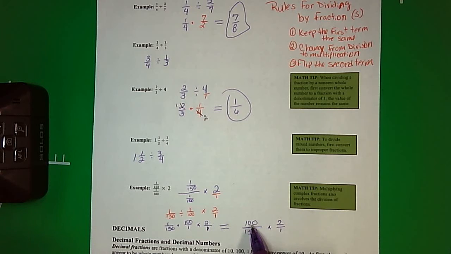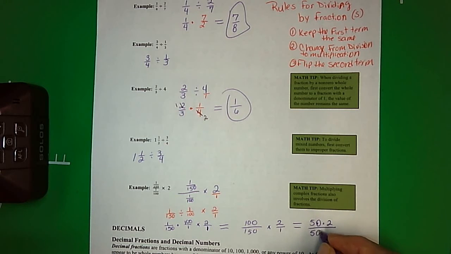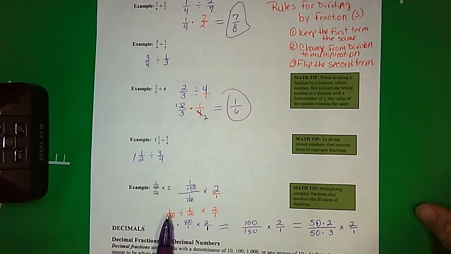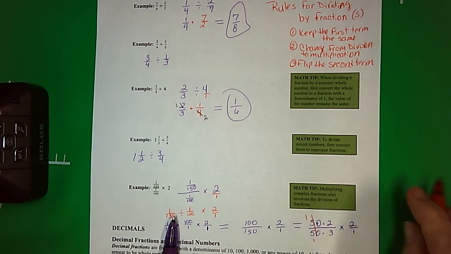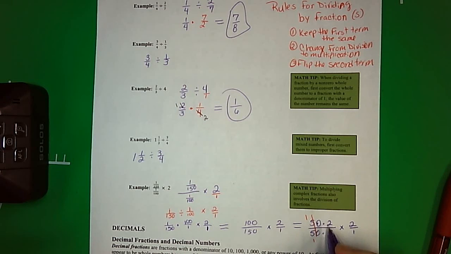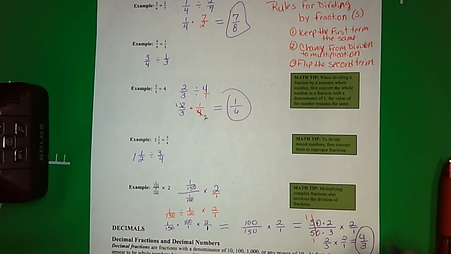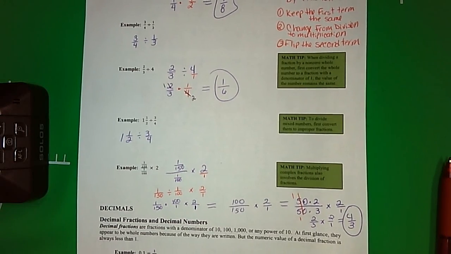Well, 100 is 50 times 2. 150 is 50 times 3, all times 2 over 1. 50 reduces by 1. Then I have 1 times 2, 3 times 1, times 2 over 1. And now look, is there a number on top that reduces with a number on bottom? And in this case, no. So I have 4 over 3. And that's my improper fraction. And that's it.